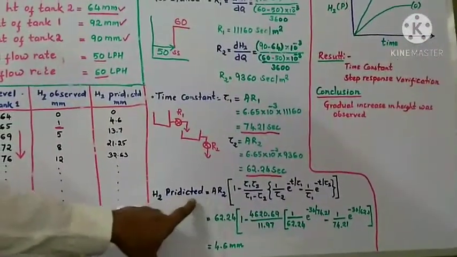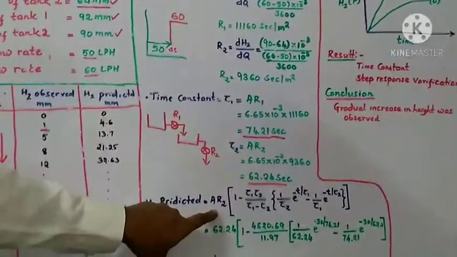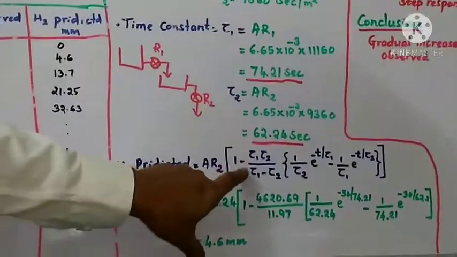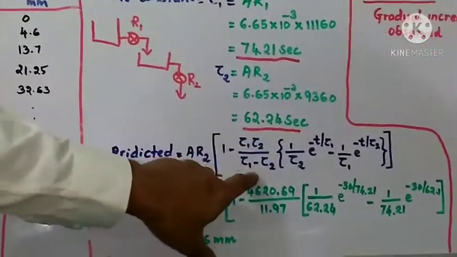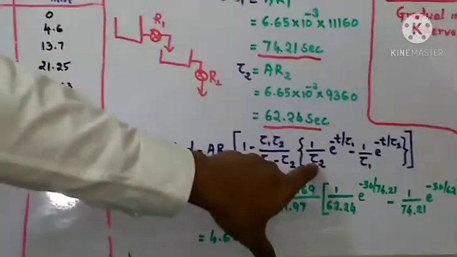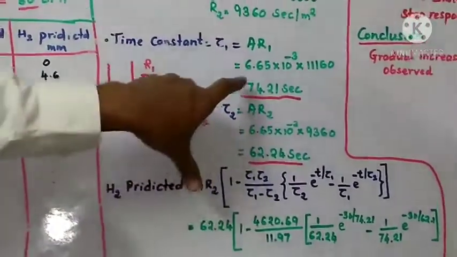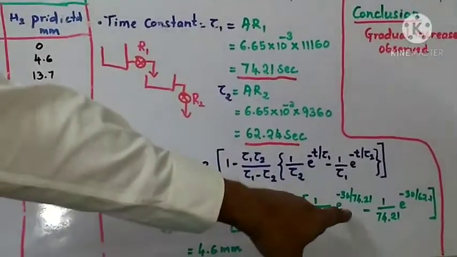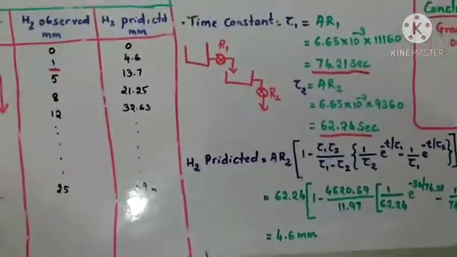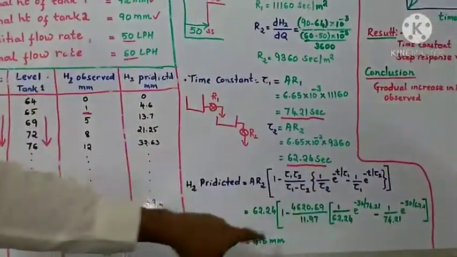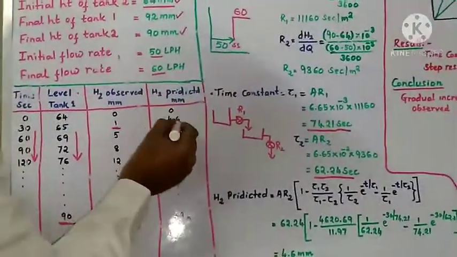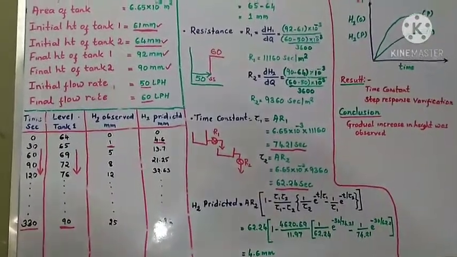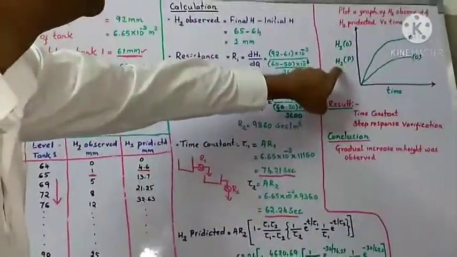Therefore H2 predicted is equal to, use this equation. This equation is used to predict the height of tank 2. A R2 times 1 minus tau 1 e to the power of minus t by tau 1 minus tau 2 e to the power of minus t by tau 2, divided by tau 1 minus tau 2. Therefore this is 62.24, 1 minus, tau 1 and tau 2 are 74 into 62. This is the value. Tau 1 minus tau 2, 74 minus 62 is 11.97. And 1 divided by tau 2 e to the power of t. First time is 30 seconds. Okay, 30, and you can do it. You will be getting 4.6.